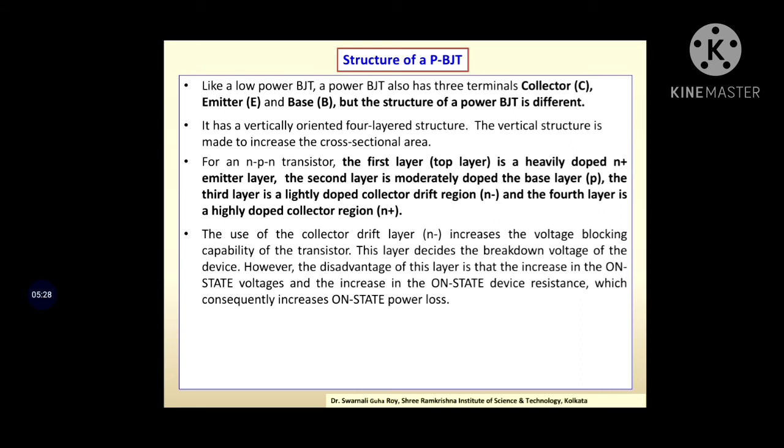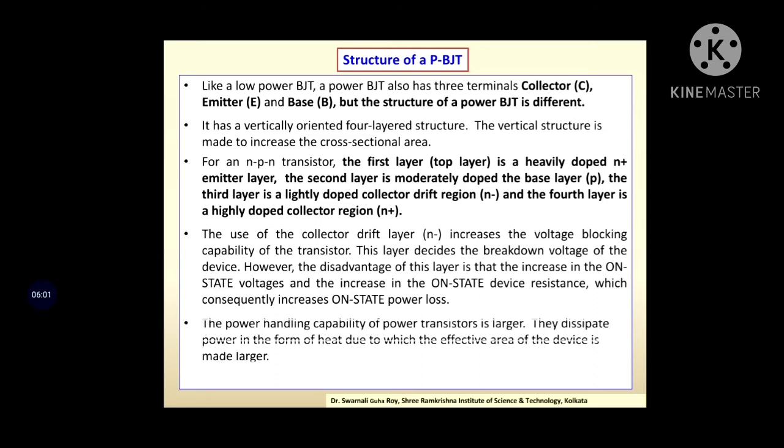The use of the collector drift region, that is the N minus layer, increases the voltage blocking capability of the transistor, which is very important. This layer decides the breakdown voltage of the device. However, the disadvantage of this layer is the increase in the on-state voltage and the on-state device resistance, which consequently increases the on-state power loss.